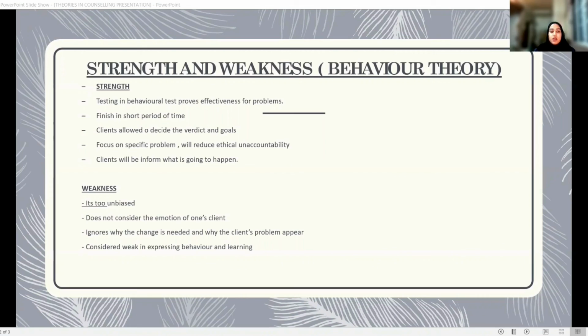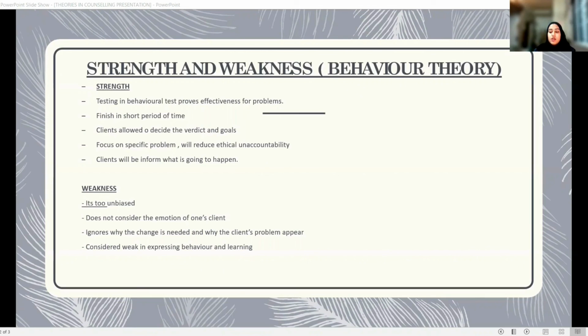Many critics said that this theory is too unbiased because it does not consider the emotion of one's client, as it mainly focuses on solving the problem and curing the symptoms of the client. That is the main reason: this theory does not consider the emotion of one's client, and it ignores why the change is needed and why the client's problem appears.